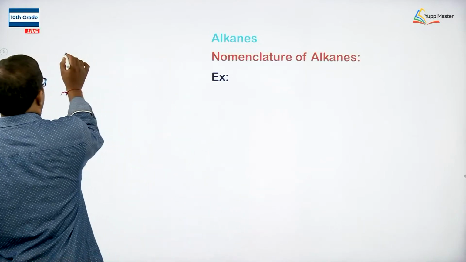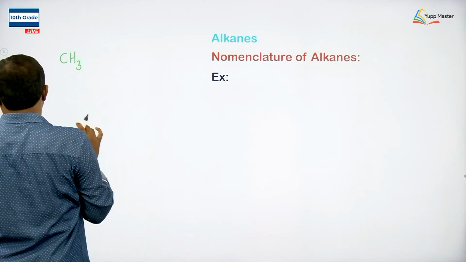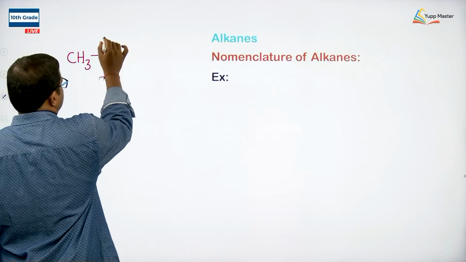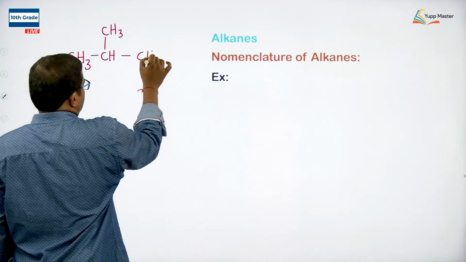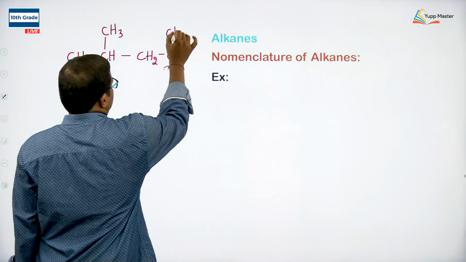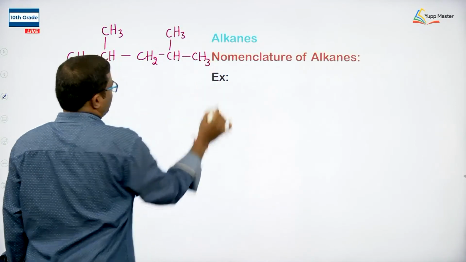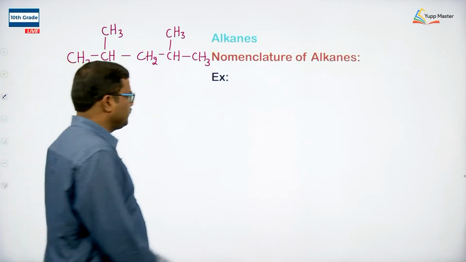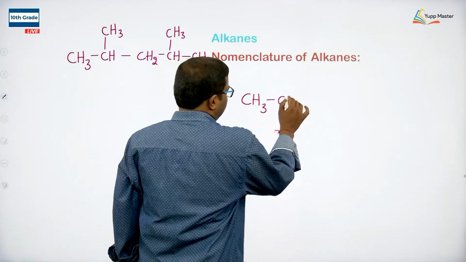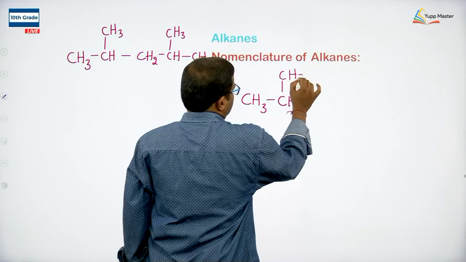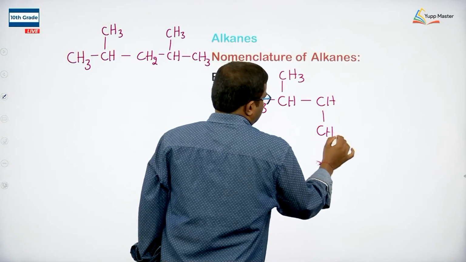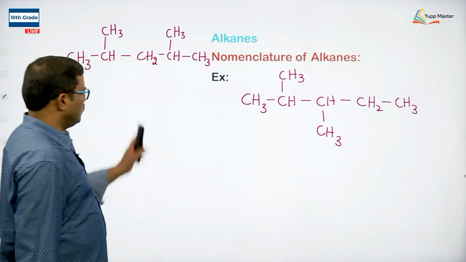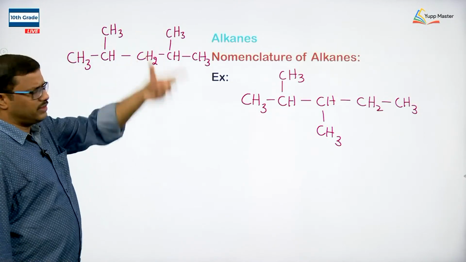Let us say we have a 5 carbon chain: CH3, CH, CH3, CH2, CH, CH3, CH3. So this is one compound having 5 carbon atoms with the 2 substitutions, and let me write one more in a similar fashion: CH, CH3, CH, CH3, CH2, CH3. So almost the same compounds, but the substitution locations are different.